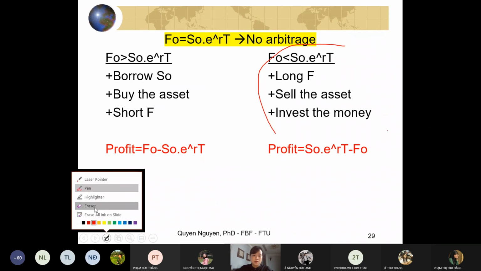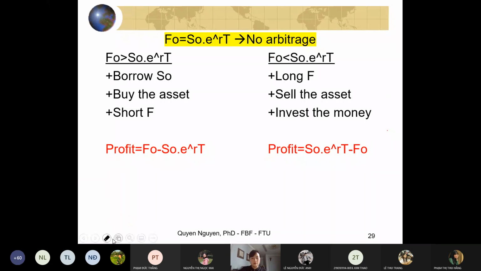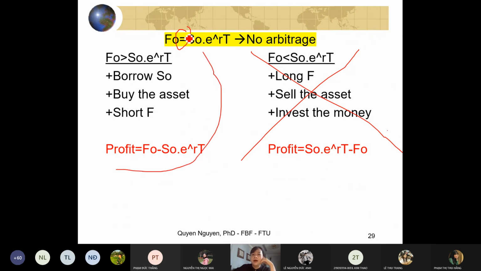Just a moment, I just erase it. We would no longer realize the profit from this situation. We understand that if the equal sign holds, then obviously no arbitrage. But if the smaller sign also holds, then we cannot realize the profit from exercising this strategy. Only this strategy is applied.